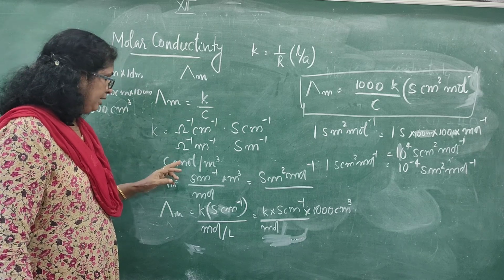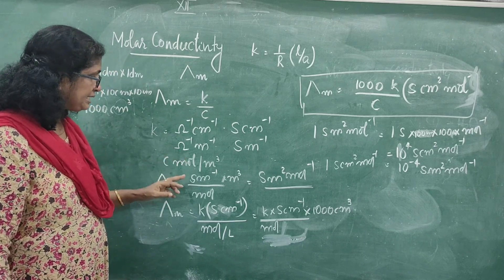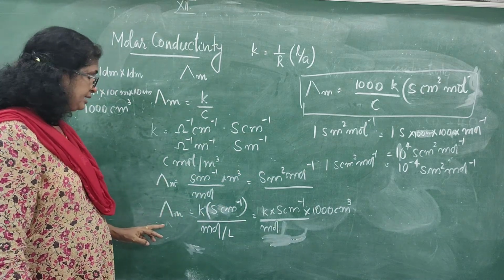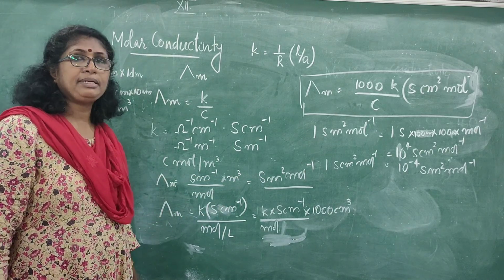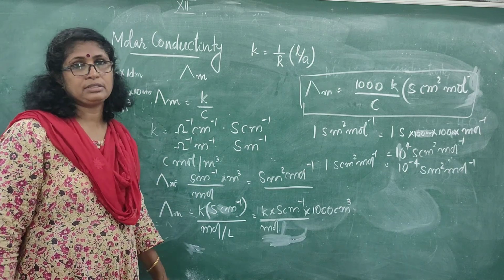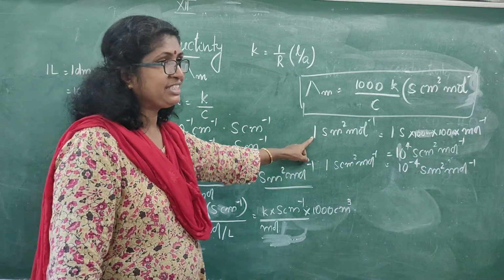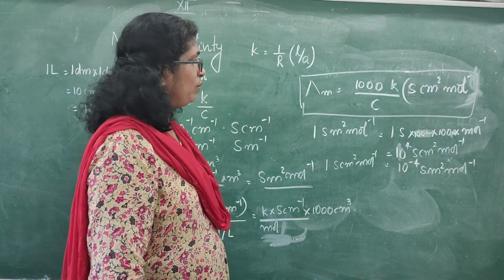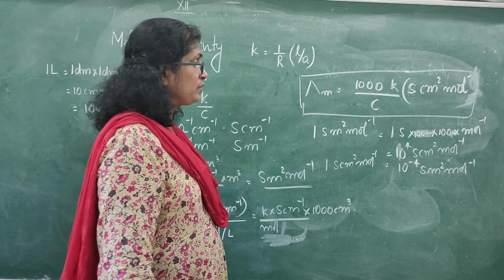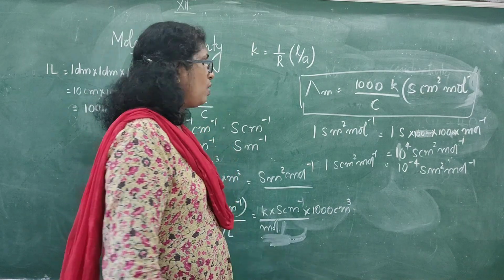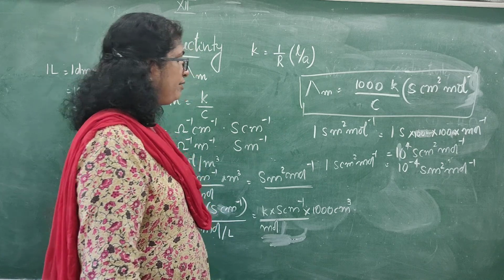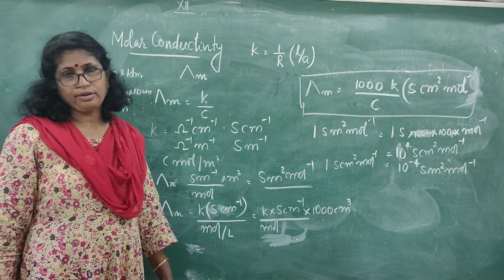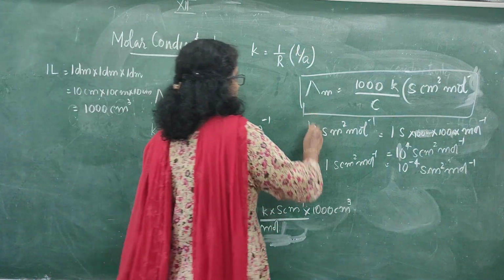What is the unit of lambda? It is Siemens meter square mole inverse, and if it is in centimeter, you can say Siemens centimeter square mole inverse. And the conversion factor we have seen: 1 Siemens meter square mole inverse is equal to 10 raised to 4 Siemens centimeter square mole inverse, or 1 Siemens centimeter square mole inverse is equal to 10 raised to minus 4 Siemens meter square mole inverse.